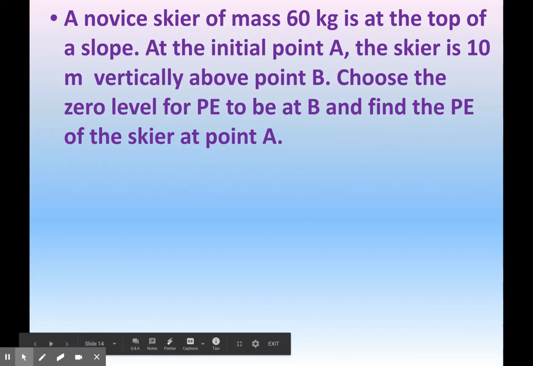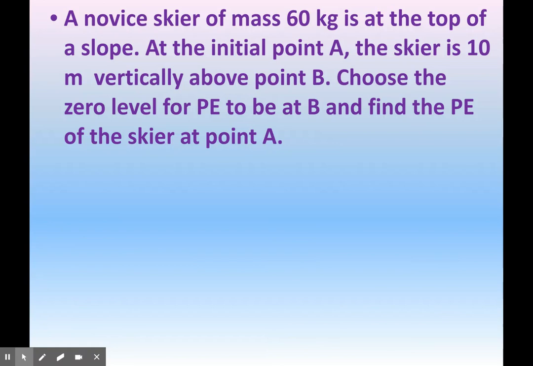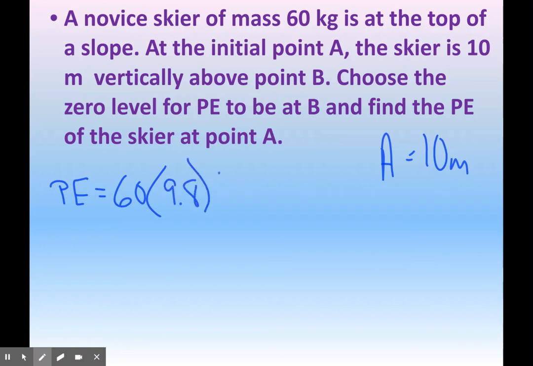We have a skier with a mass of 60 at the top of a slope. At initial point A, the skier is 10 meters above point B. Choose the 0 level for PE to be B and find the PE of the skier at point A. So if A is 10 meters above B, which is 0, then we'll call A at 10 meters. So our PE would be m, g, and then a height of 10.